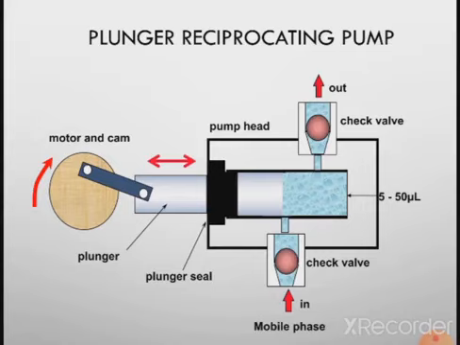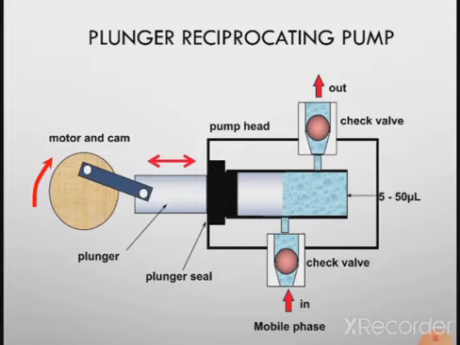As in this diagram, this is the piston, or it is the reciprocating pump. In that reciprocating pump, the motor is driving a camshaft, and this camshaft is driving the piston.